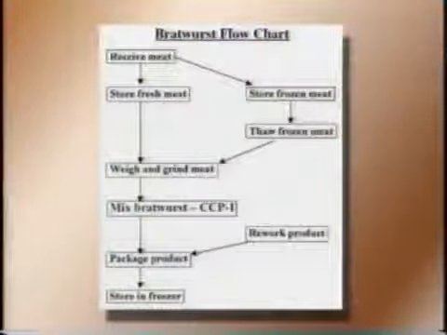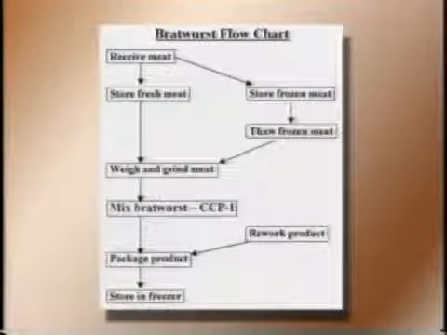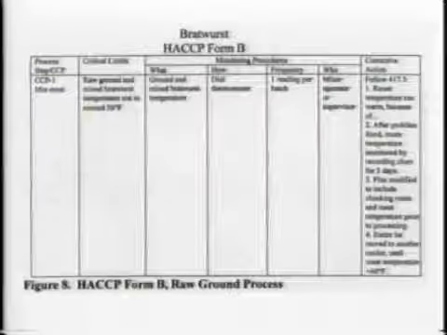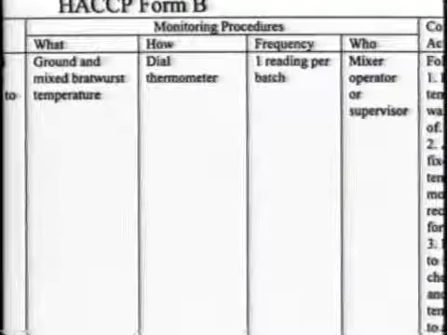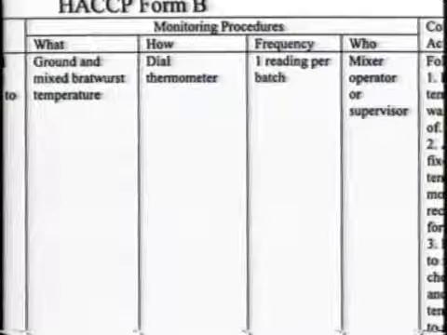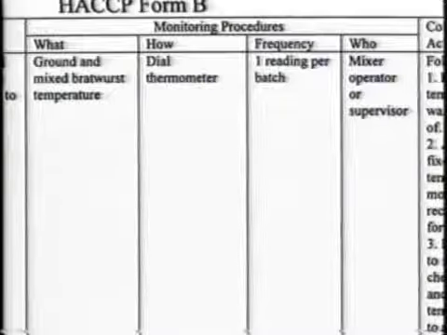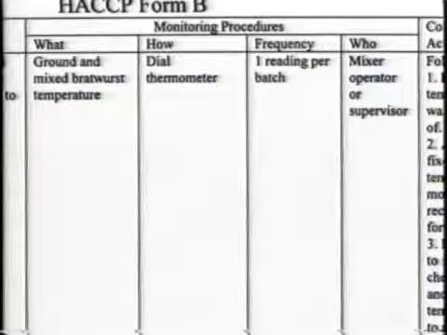Through hazard analysis, this very small establishment, Carly's Bratwurst, has identified the grinding step as a critical control point for a biological hazard in their raw ground product HACCP plan. Their critical limit for this CCP is seen in the second column of Form B: 50 degrees Fahrenheit maximum internal ground meat temperature. Monitoring procedures for CCP1 involve checking ground product temperature 1 per batch at the time of mixing.